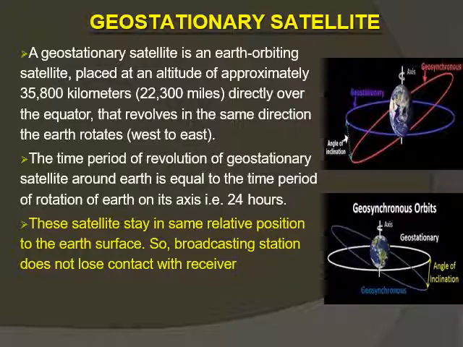Geostationary satellite. A geostationary satellite is an Earth orbiting satellite placed at an altitude of approximately 35,800 kilometers, or you can say 22,300 miles, directly over the equator, that revolves in the same direction as the Earth rotates, that is from west to east. The time period of revolution of a geostationary satellite around Earth is equal to the time period of rotation of Earth on its axis, that is 24 hours. These satellites stay in the same relative position to Earth's surface, so the broadcasting station does not lose contact with the receivers.